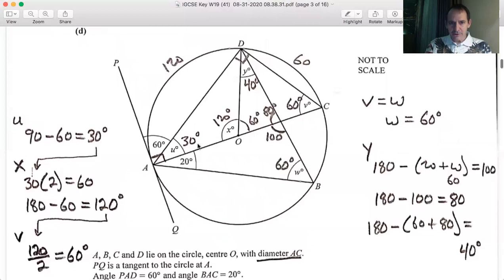Now also notice that AO is a radius and OD is a radius. So these two sides are the same, meaning these two angles are the same. So this is 30 and this one over here is 30. And this is a triangle, so it adds up to 180. So 2 times 30 is 60. That's this one plus this one over here. And then 180 minus the 60 gives us 120, which is our value of x.